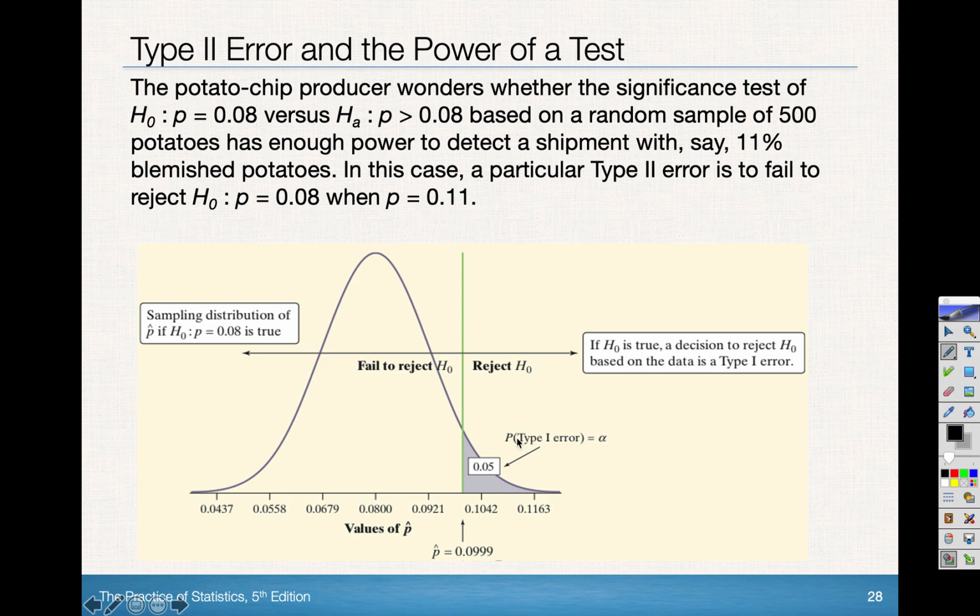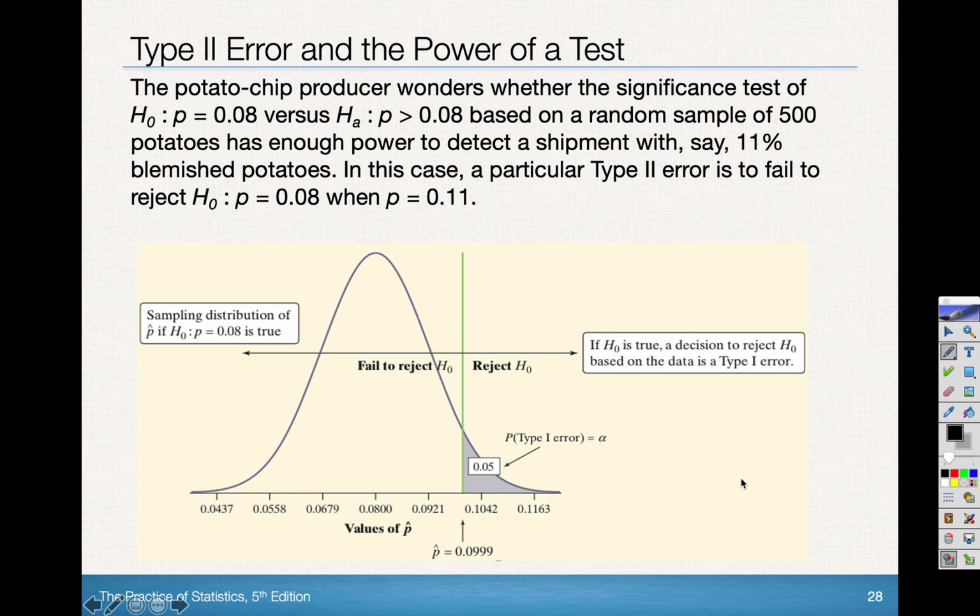If you got a p-hat value over here, when really this was the center, then that is a type 1 error, right? Because if you got a p-hat value over here and this really was the center, 0.08 really was the center, that would be rejecting the null when you should have failed to reject. That's type 1 error. That's 0.05. Okay, that's alpha.